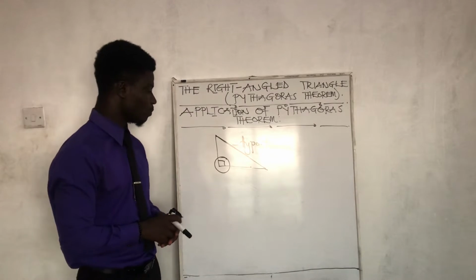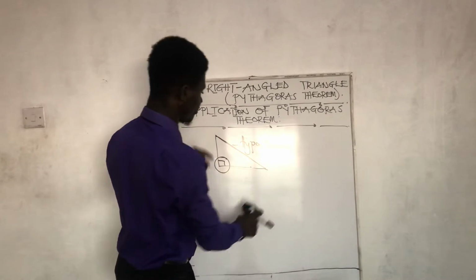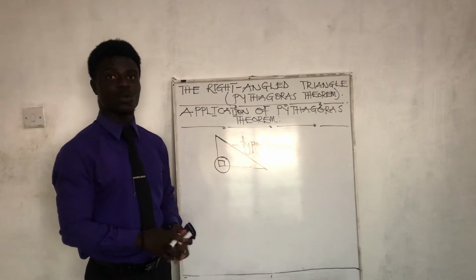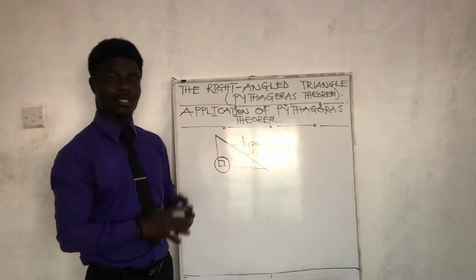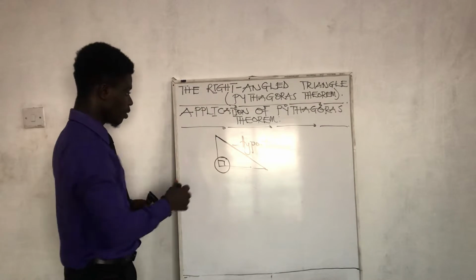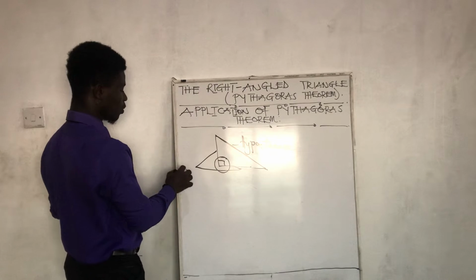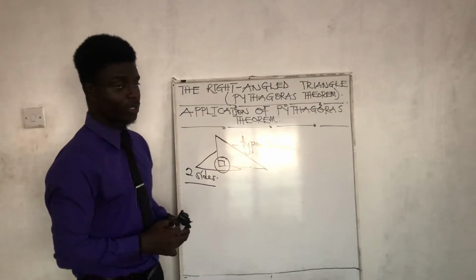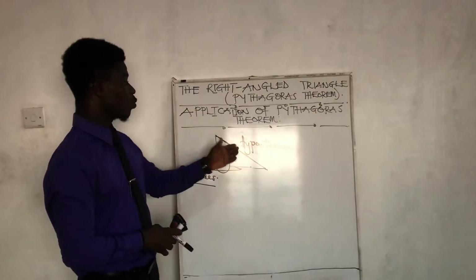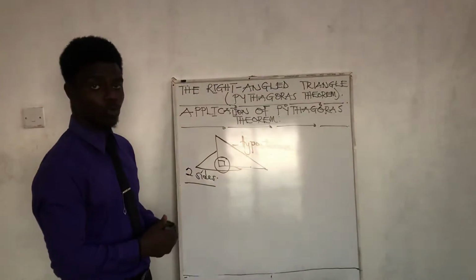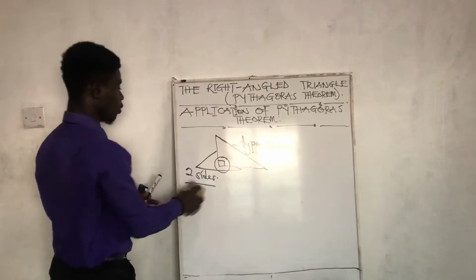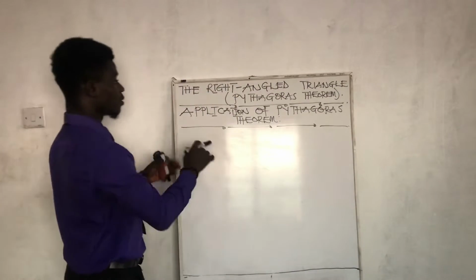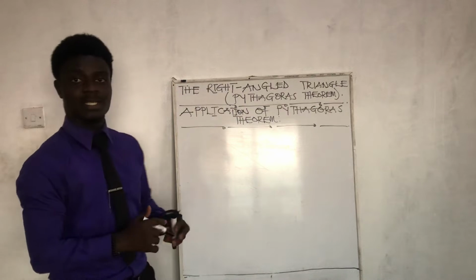Don't forget at all. The side opposite to this 90 degrees is the hypotenuse. That's the longest side. The other two are referred to as our two sides. And we stated that the square on the hypotenuse is equal to the sum of squares on the other two sides. So that's what Pythagoras theorem states.